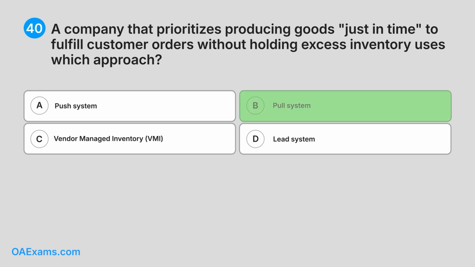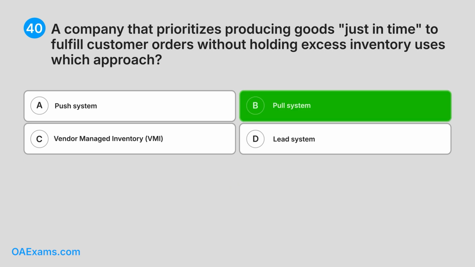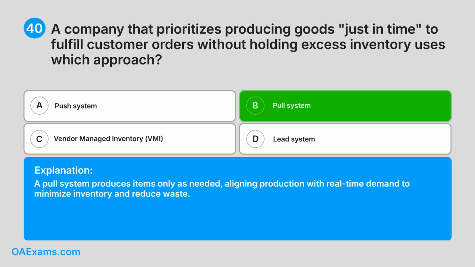Correct answer: B. Pull system. Explanation: A pull system produces items only as needed, aligning production with real-time demand to minimize inventory and reduce waste.